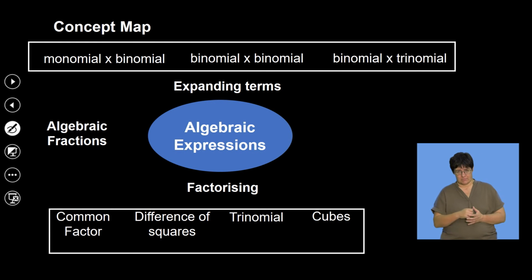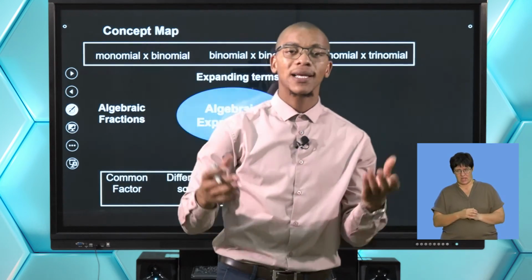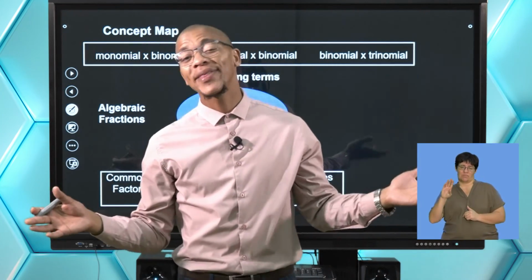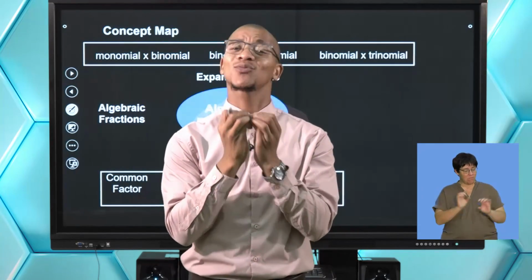This was our map, guys, which we looked at. We said it's algebraic expression. We expanded a monomial with a binomial, a binomial with a binomial, and a binomial with a trinomial. We looked at some fractions, some factorizing, which was a common factor, difference of two squares, trinomial, and some cubes. And I hope that clarifies a lot of things that have to do with algebra.